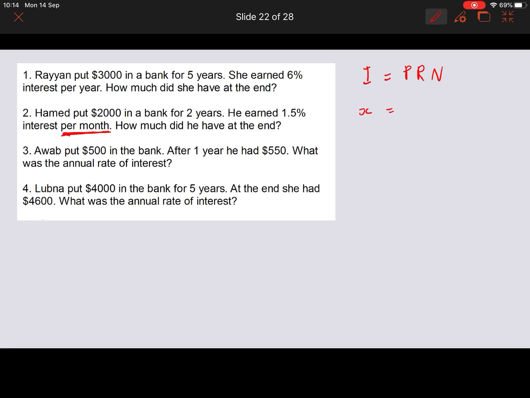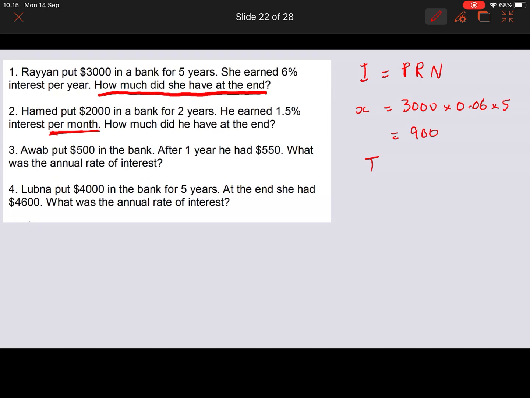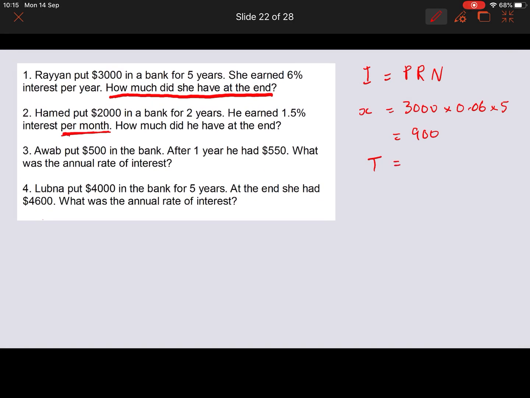Well, let's look at the formula: interest is equal to principal times rate times the number of years. Now, what we don't know here is the amount of interest. I need the amount of interest, so I'm going to call that X. I know the principal is 3,000, the interest rate is 0.06, and the number of years is 5. So I'm just going to do that in my calculator. Solve that equation: 3,000 times 0.06 times 5 equals 900.